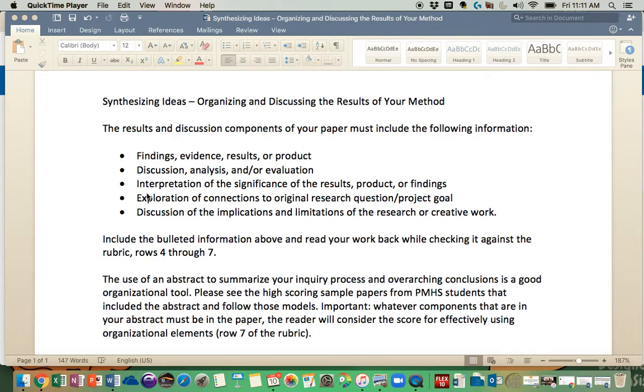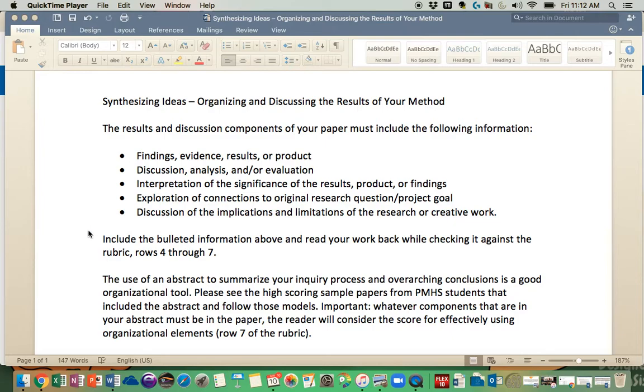And you can answer that pretty easily by addressing the gap in your research, is a good way to do it, as well as answering your research question. And that brings us to the next bullet: exploration of connections to the original research question or your project goal. And finally, discussion of the implications and limitations of the research or creative work that you put together.